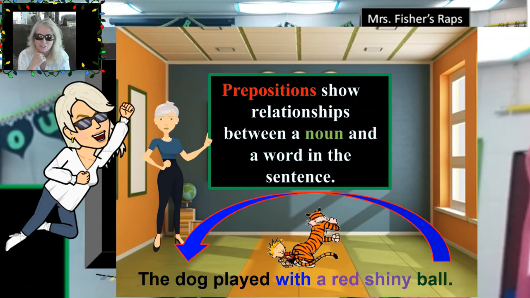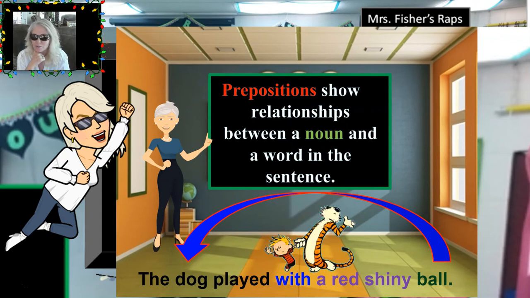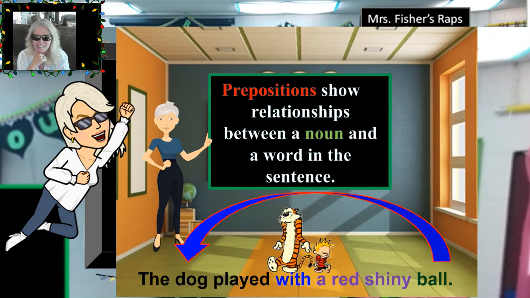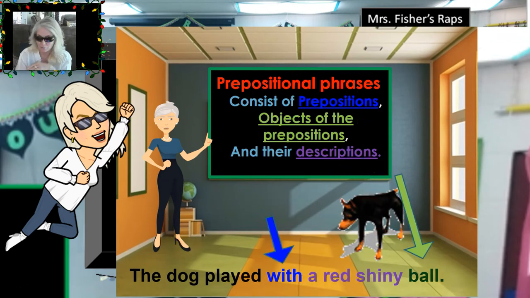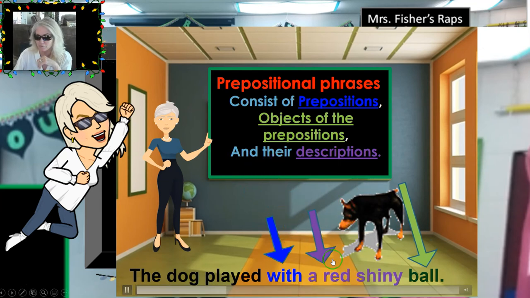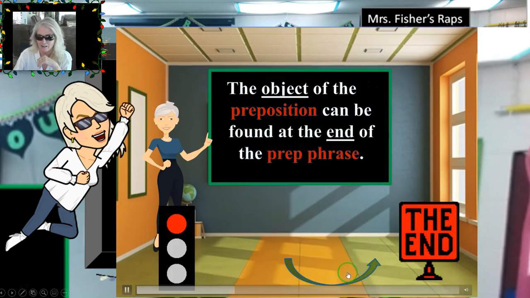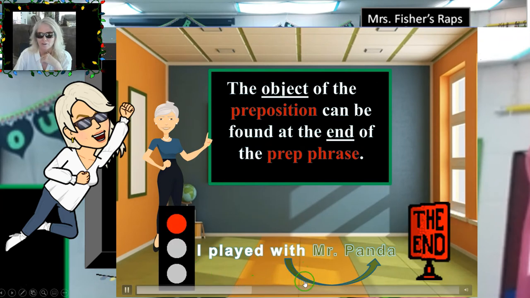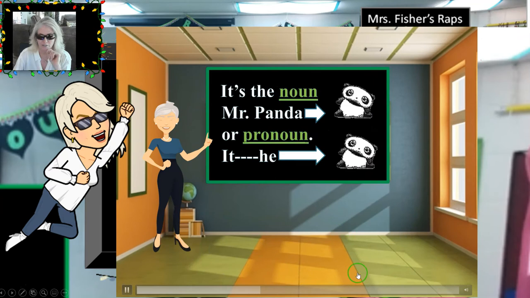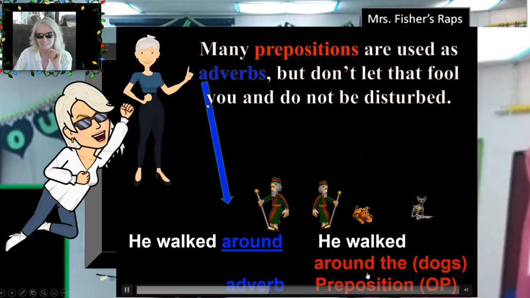Prepositions show relationships between a noun and a word in the sentence. Prepositional phrases consist of prepositions, objects of the preposition, and their descriptions. The object of the preposition can be found at the end of a prep phrase. It's a noun or pronoun.